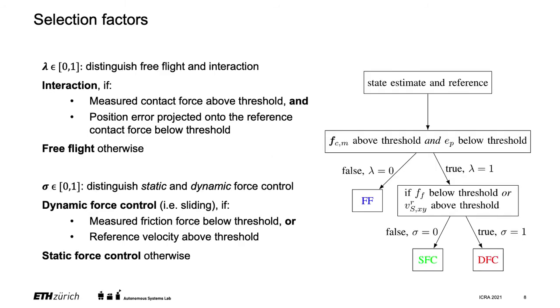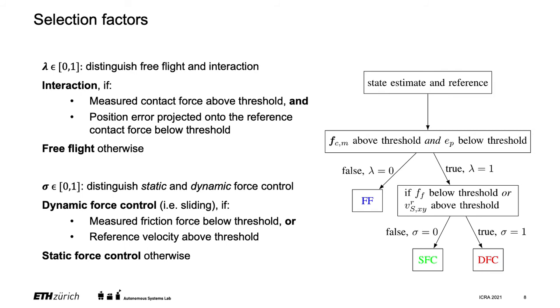The first selection factor, lambda, distinguishes between free flight and interaction. It detects interaction if 2 conditions are met. First, the measured contact force has to be above a threshold, and second, the position error projected onto the reference contact force has to be below a threshold. This latter condition ensures detachment from the surface once the interaction task has finished. If one of the conditions is not fulfilled, the platform is supposed to be in free flight. The second selection factor, sigma, distinguishes between static and dynamic force control.